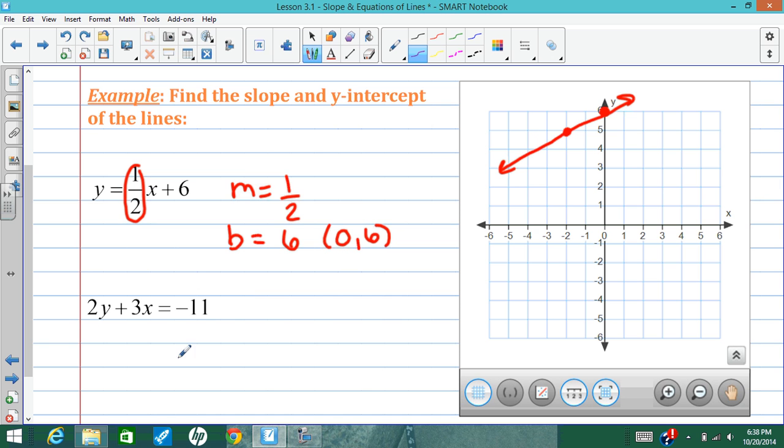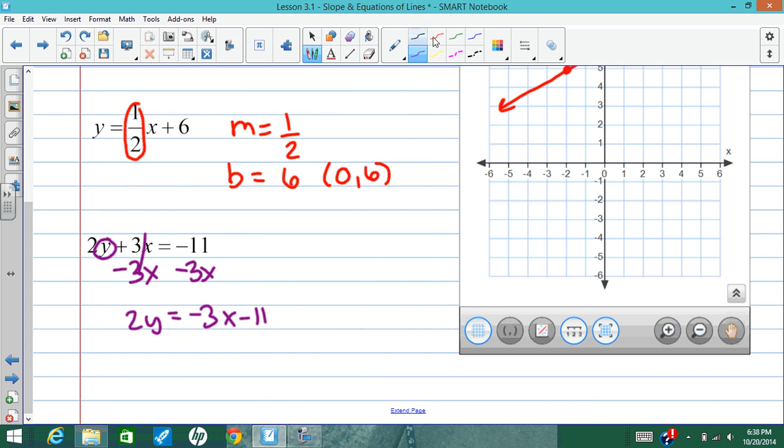If I get an equation in this form, it's not in slope-intercept form because y is not all by itself. So if we want it in slope-intercept form, we have to solve for y. So I can do that by subtracting 3x. I get 2y equals negative 3x minus 11. Remember, we can't combine those things. Divide everything by 2, so I divide every term by 2. And I get my equation to be negative 3 over 2x minus 11 over 2.